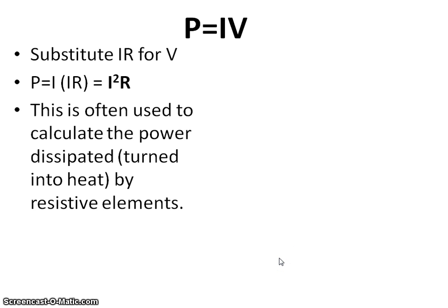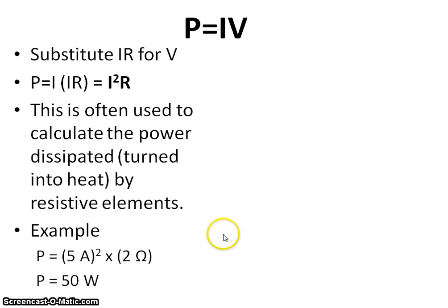This formula is often used to calculate the power that is dissipated, that is turned into heat, by resistive elements. As an example, if you have a device which uses 5 amps of current, and the device has a resistance of 2 ohms, what you can do is estimate the power used by the device by squaring 5 amps and multiplying by 2 ohms. So that would be 25 times 2, that would be 50 watts. So this formula is another version. P is equal to I squared R. It's very useful. It's also a version of Watt's law.